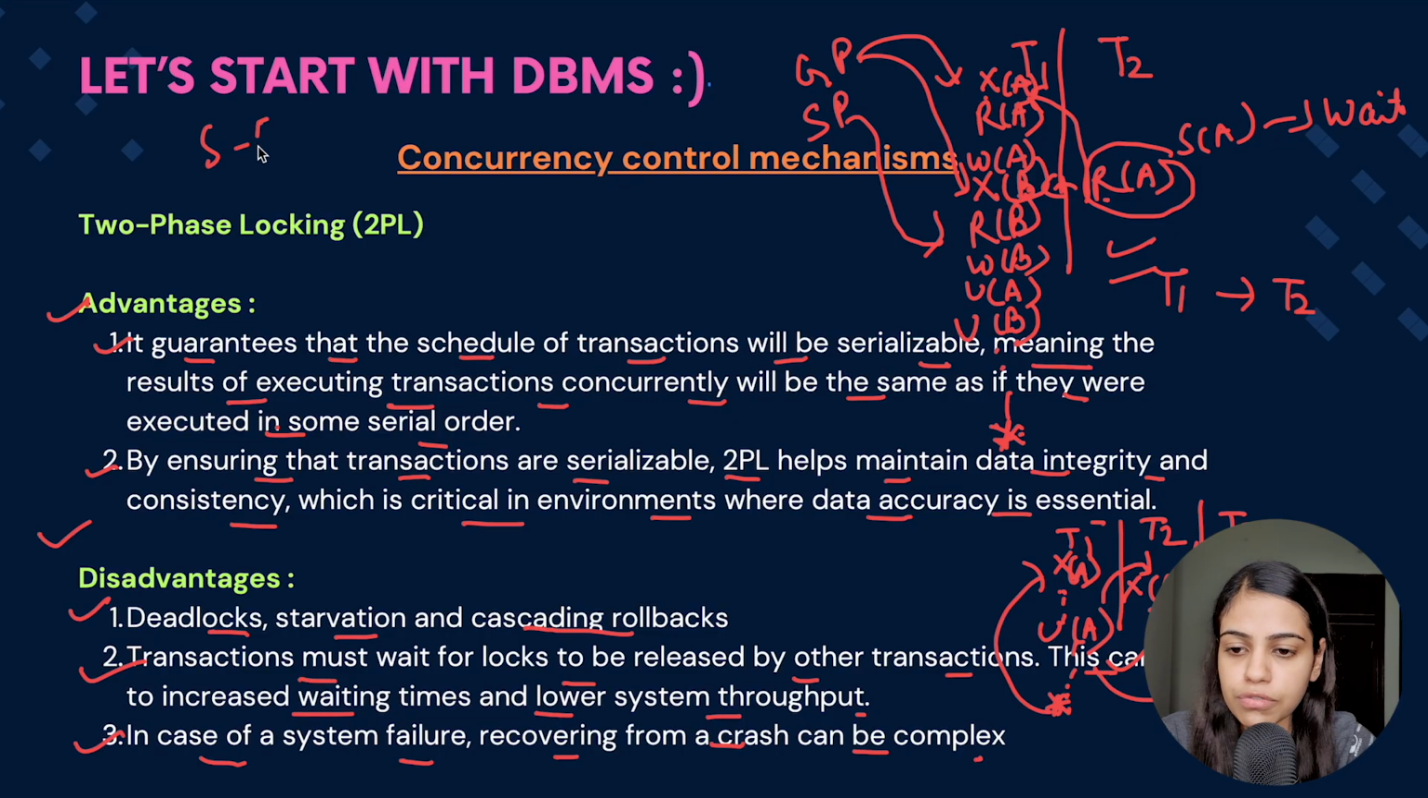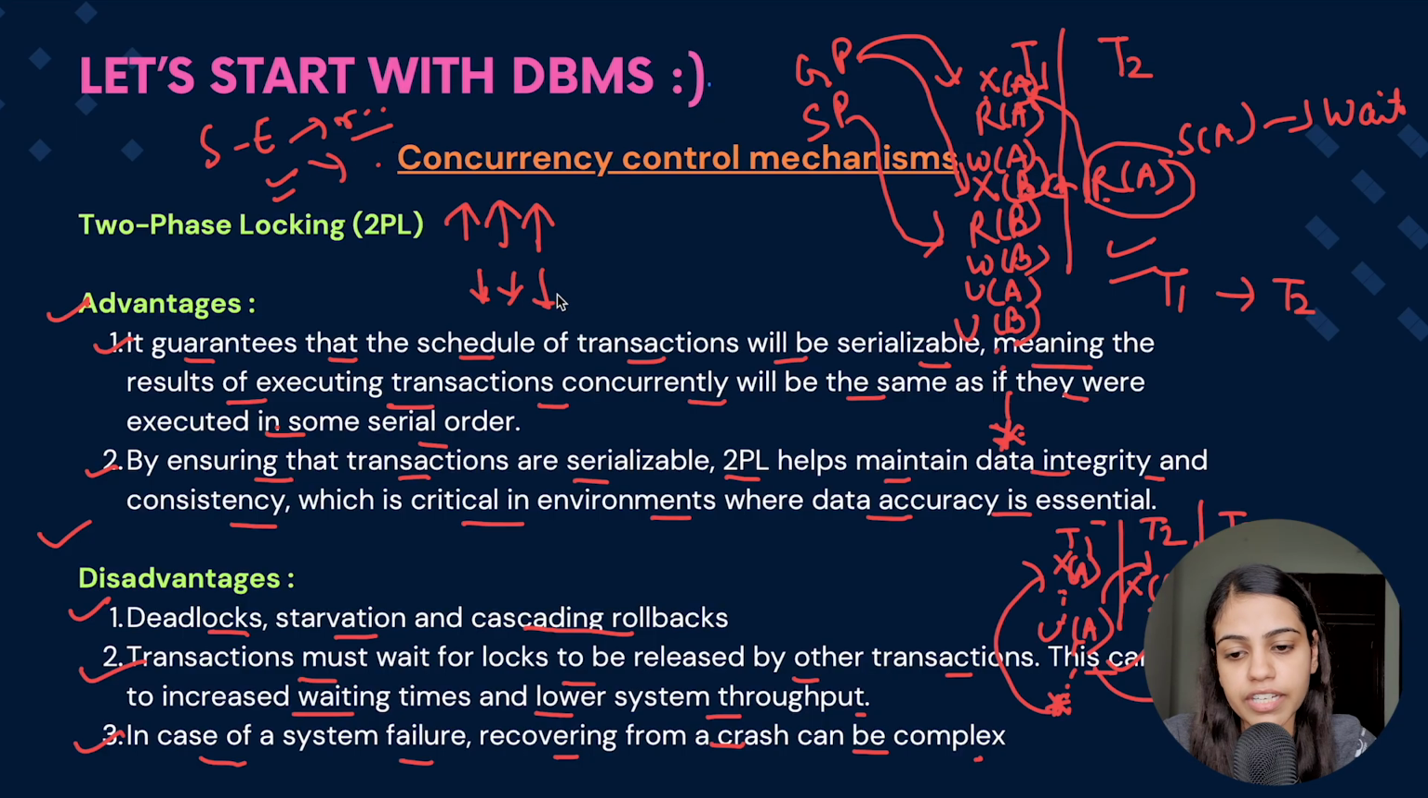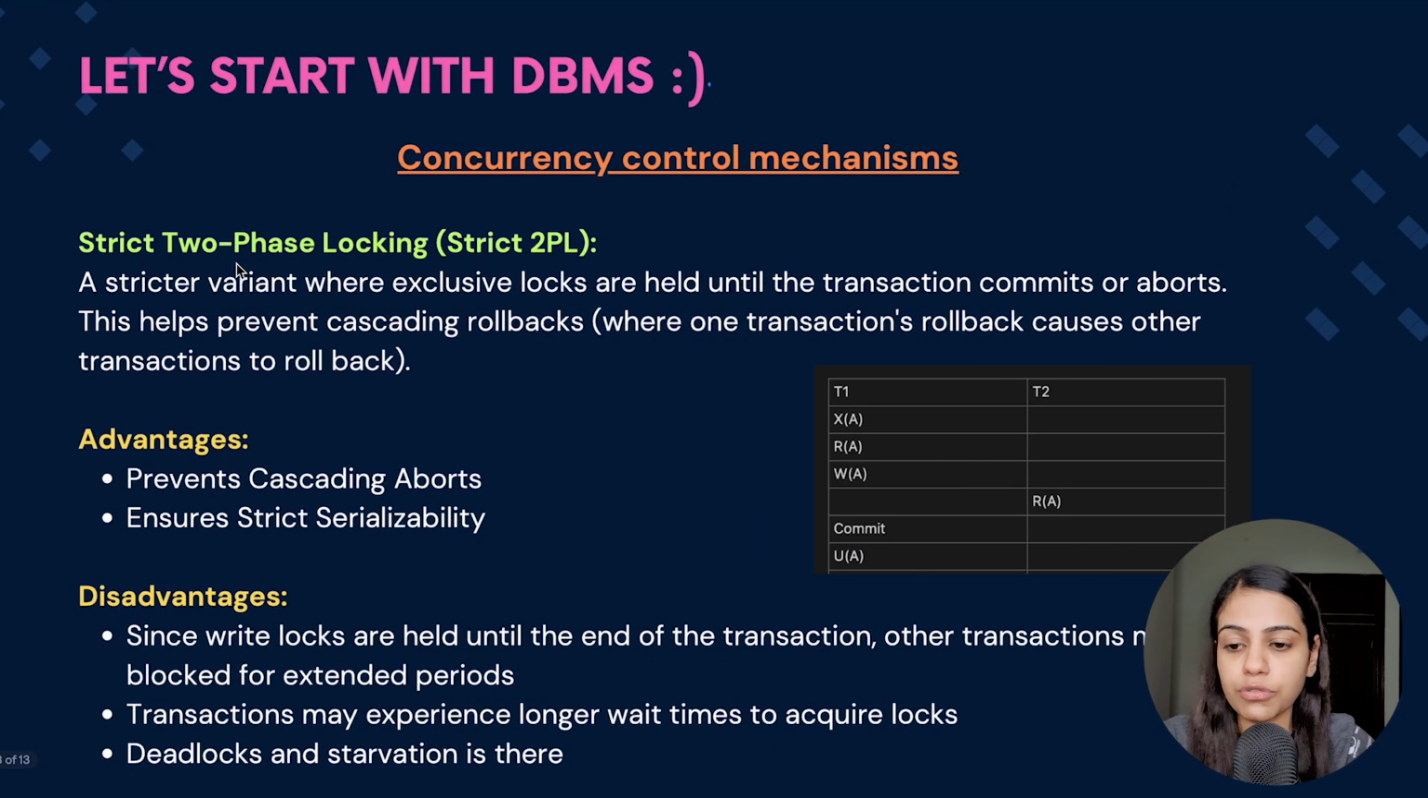So in shared and exclusive lock, there were a couple of disadvantages which are taken care of in two-phase locking, like serializability is achieved here, concurrency is achieved here, data integrity is achieved here. But there were some disadvantages like irrecoverability, starvation, deadlocks, and cascading aborts which is newly introduced is still persisting here. So for this we have a stricter version of 2PL, that is strict two-phase locking.